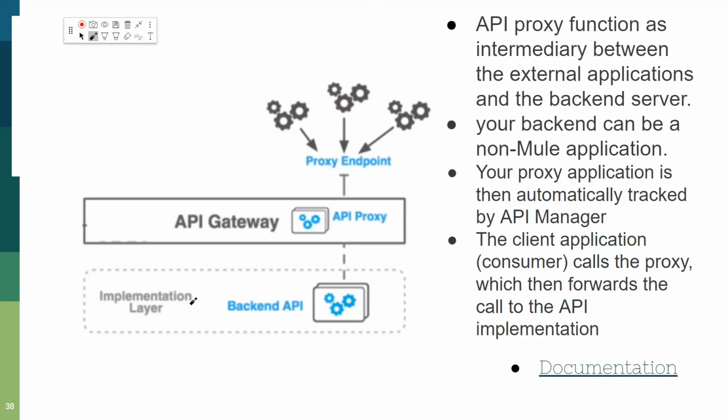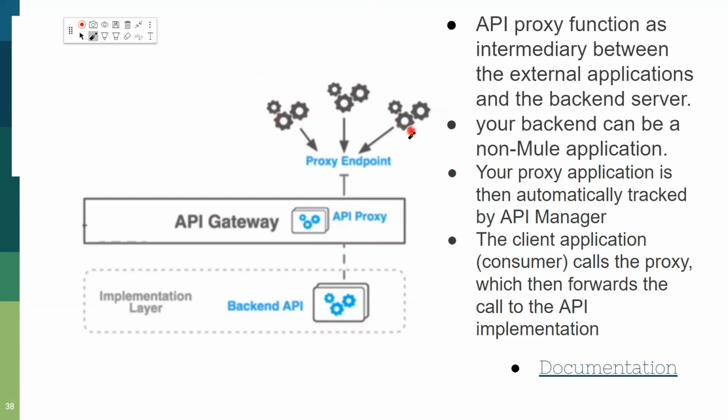So you have your implementation. The implementation layer means this is what is running in Runtime Manager, your project that you developed. So it is in the backend, right? And there is an API gateway. In the API gateway, we have a proxy. This proxy is an intermediary between this backend and the users.